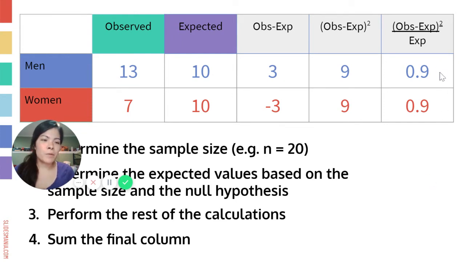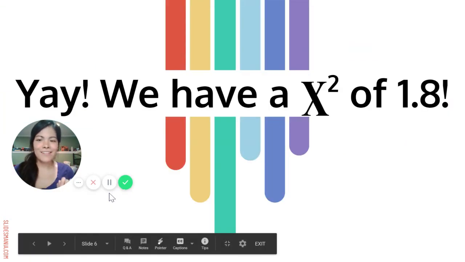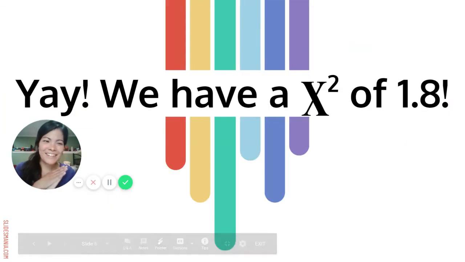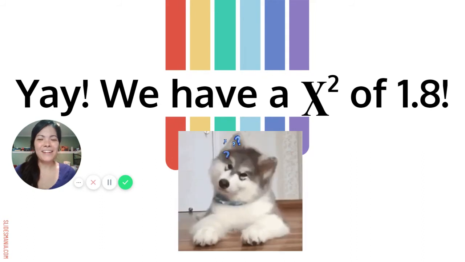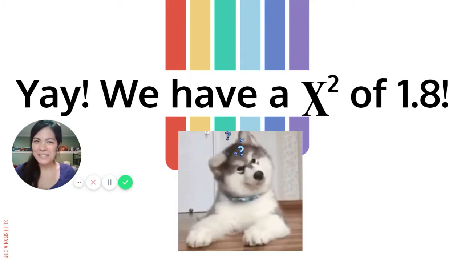So we ended up with 0.9 and 0.9. And remember, in our chi-squared formula, we had that sum symbol, and that means we're adding up these two numbers that we got. So 0.9 plus 0.9 equals 1.8. And that is our chi-squared value. So yay, we figured out our chi-squared. It's 1.8. The question is, what does that mean?